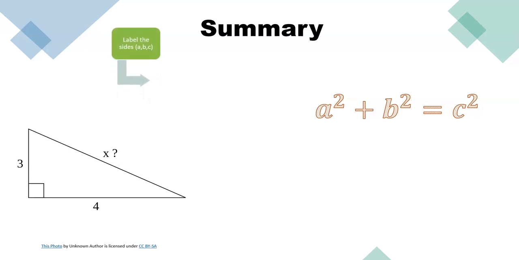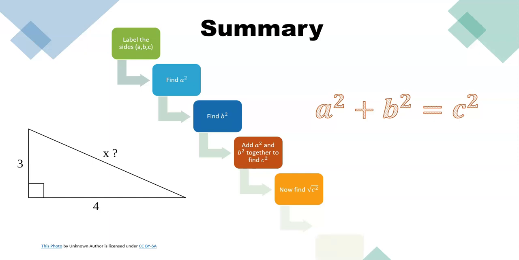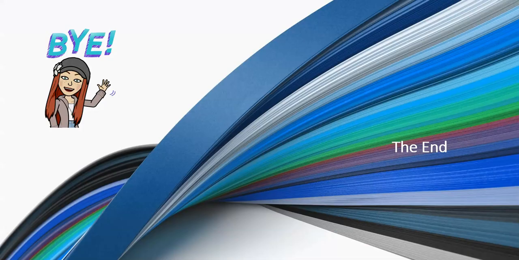So first up, label your sides A, B and C. Then you need to find A squared. Then you need to find B squared. Then you need to add A squared and B squared together to find C squared. Now you need to find the square root of C squared, and that gives you the length of side C. And that is the end of an introduction to Pythagoras' theorem.